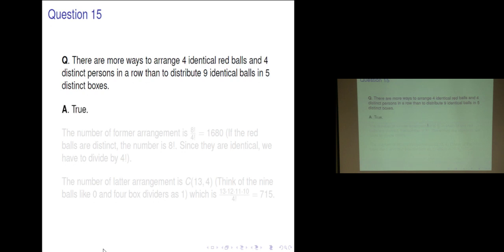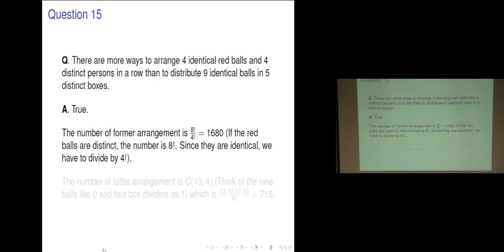Well, we'll do the calculation and compare the numbers. If it's right, then it's right. Okay. So let's first calculate the number of ways to arrange the balls, 4 identical balls and 4 distinct persons in a row. You may have your own ways to do it. There are many different ways to do the calculation.